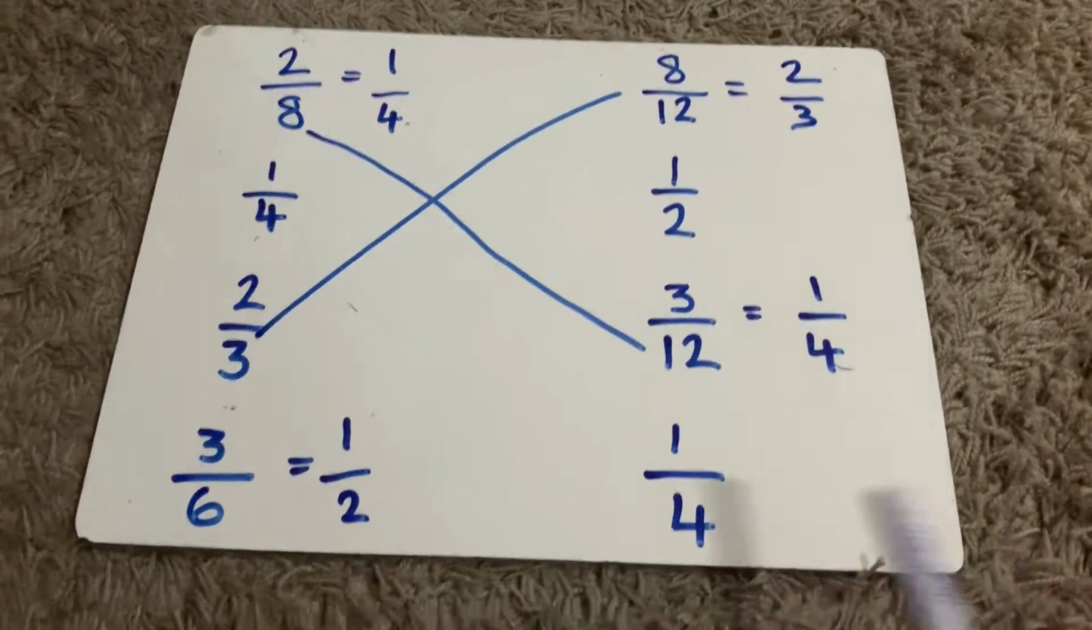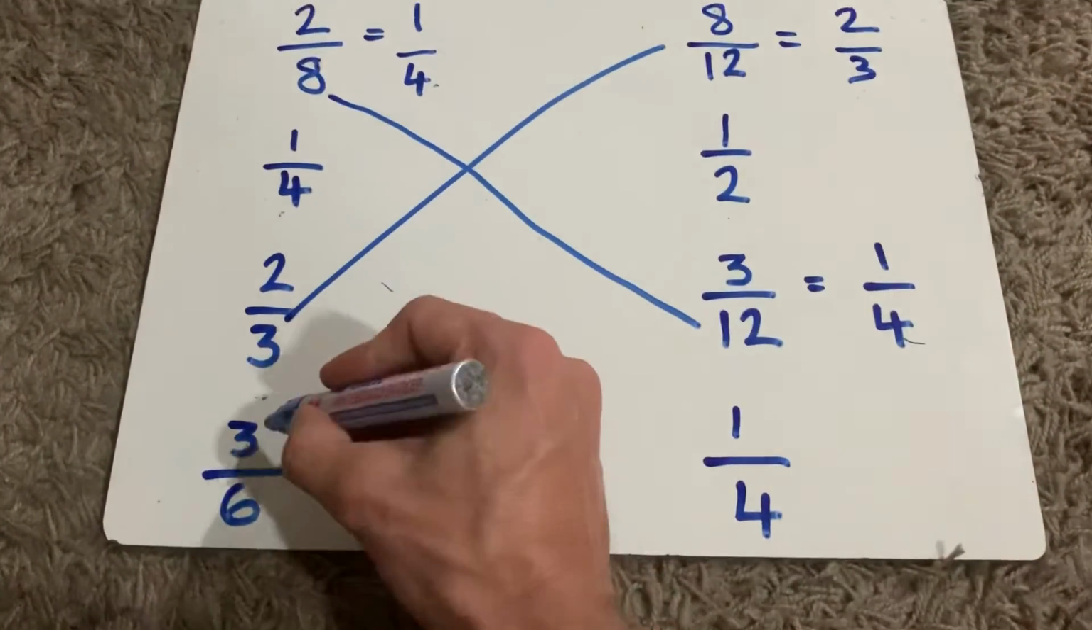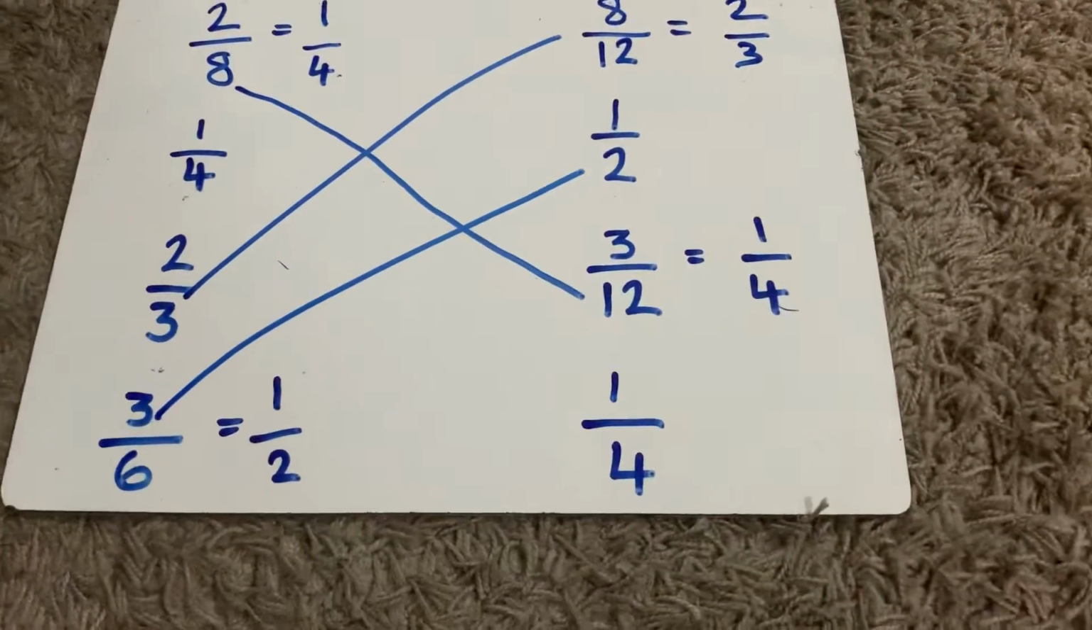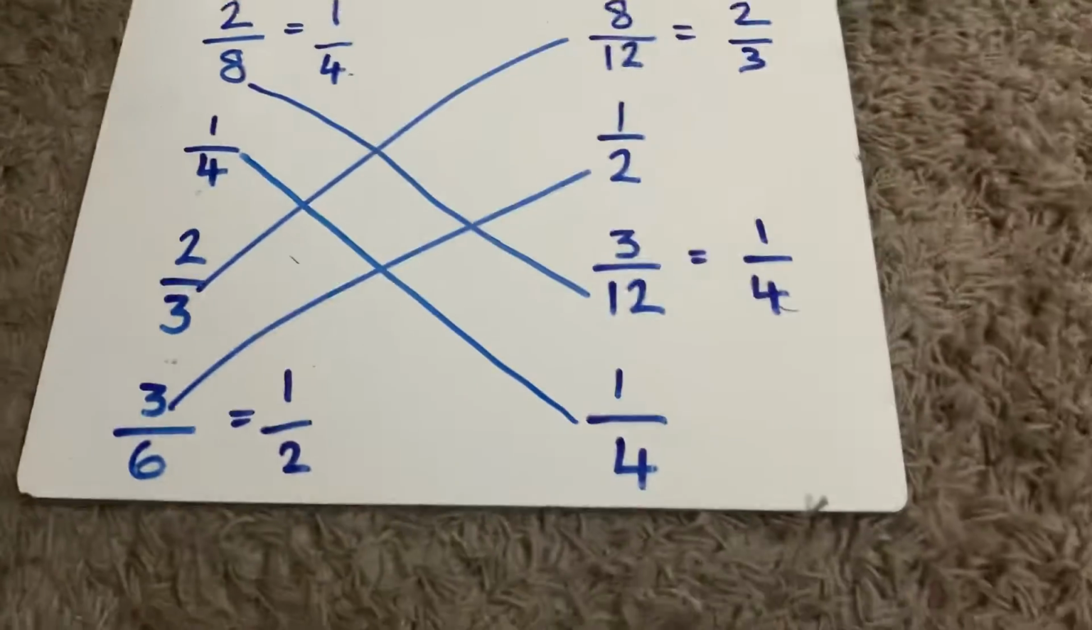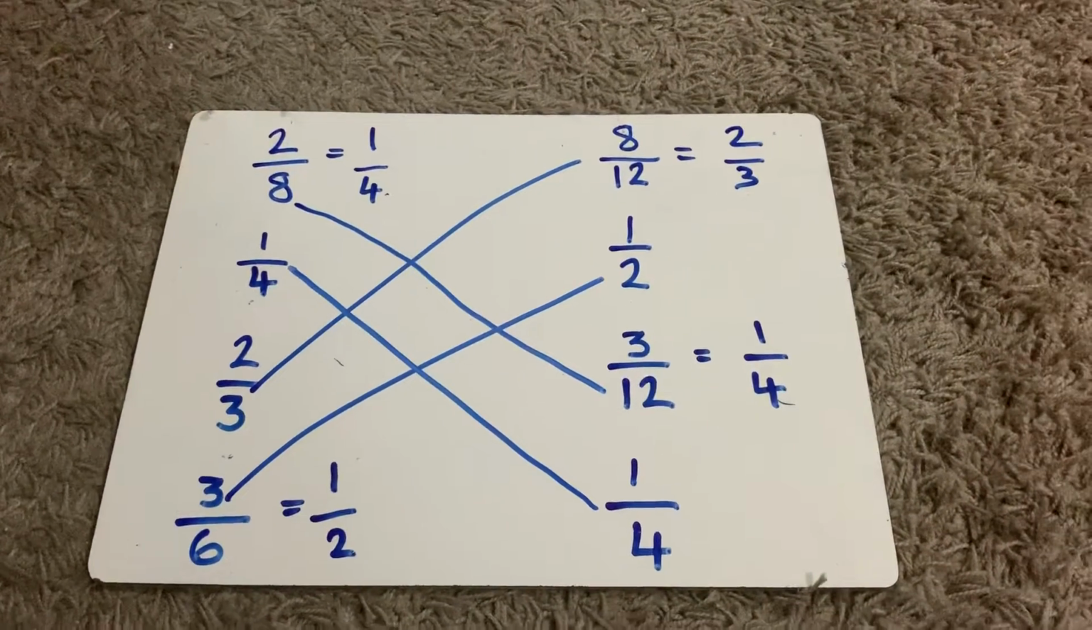Look at my halves. I've got a half here and here. So I know that these two fractions are equivalent. And finally, I got a quarter here and a quarter here. So I can link them, and those are all the equivalent fractions.